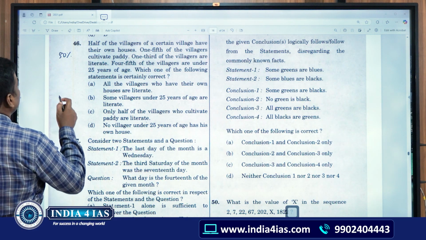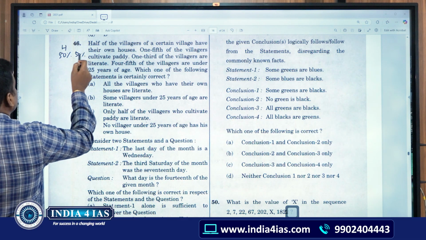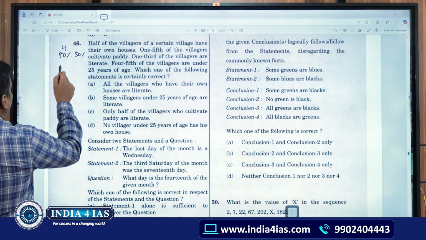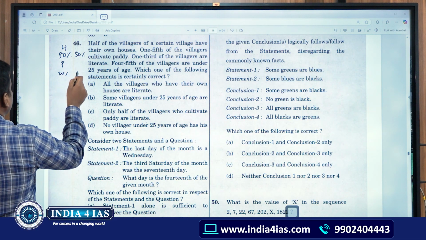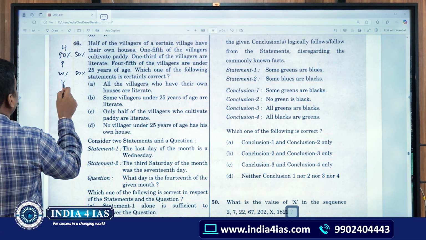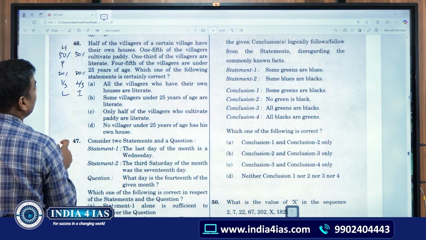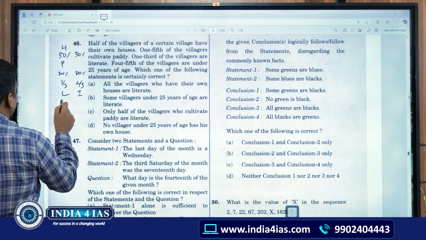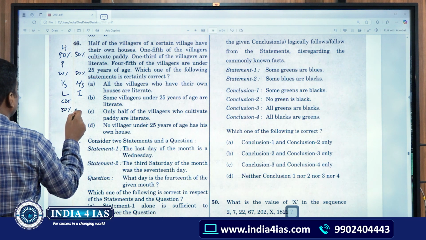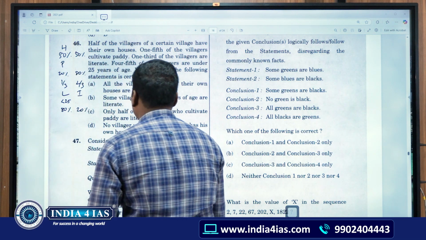So half of the villagers have their own house. Then others are 50%. Then we have 1/5 of the villagers cultivate paddy. So paddy is 20%, others are 80%. Then 1/3 of the villagers are literate. Then the other 2/3 are illiterate. 4/5 of the villagers are under 25 years. So under 25 it is 80%, then others are 20%. Now what do they want? Which one of the following statements is certainly correct?